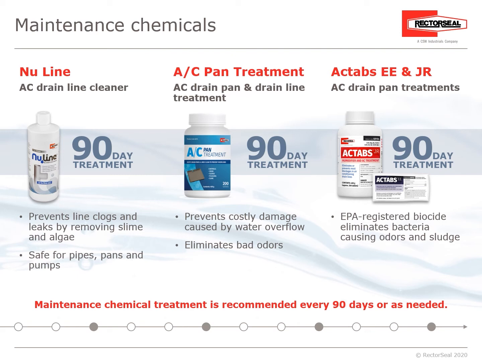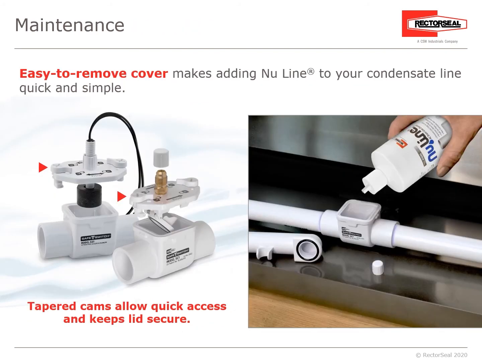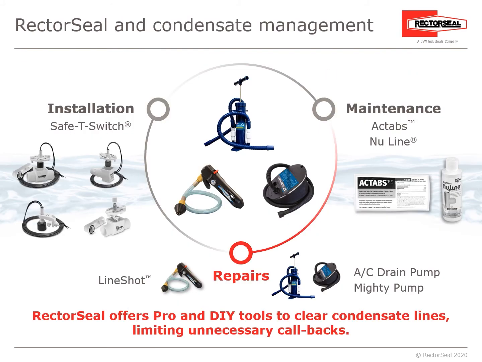Actabs EE and Junior. It's an AC drain pan treatment providing an EPA-registered biocide that eliminates bacteria causing odors and sludge. Maintenance chemical treatment is recommended every 90 days or as needed. The easy-to-remove cover on the new Generation 3 safety switches makes adding new line to your condensate line quick and simple. Final component for condensate management offered by RectorSeal are repairs.